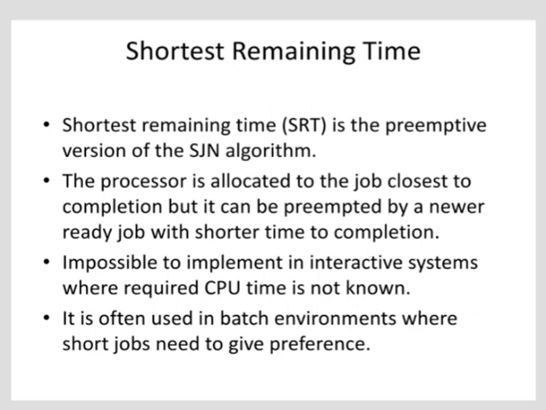So shortest remaining time is the preemptive version of the SJN algorithm. Here the processor is allocated to the job closest to completion, but it can be preempted by a newer ready job with a shorter time to completion. It is impossible to implement in interactive systems where required CPU time is not known. It is often used in a batch environment where short jobs need to be given preference.